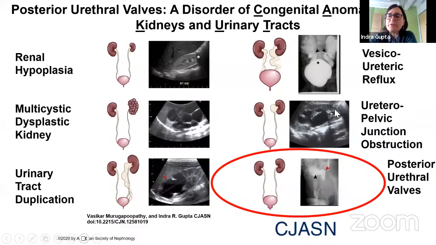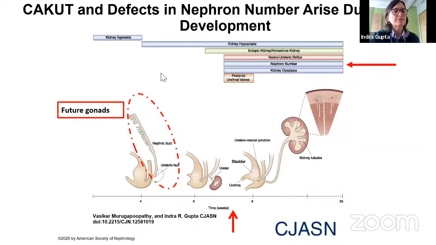We talked a bit about the pelvic ureteric junction obstruction. Here, a dilated pelvis extending to the calyces on ultrasound. And then finally, we talked about posterior urethral valves. So very different morphologically, but they all have this diagnosis of CAKUT. So what do we know about the embryonic events that lead to it?